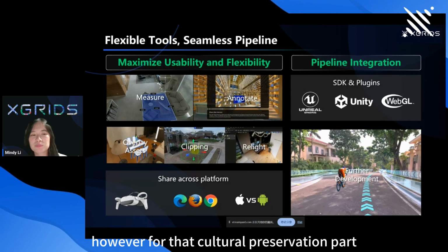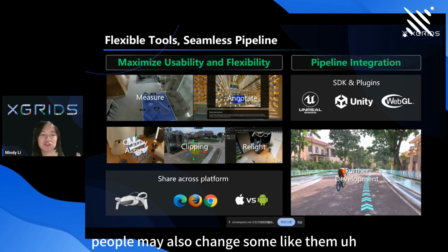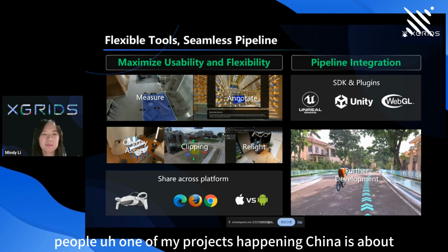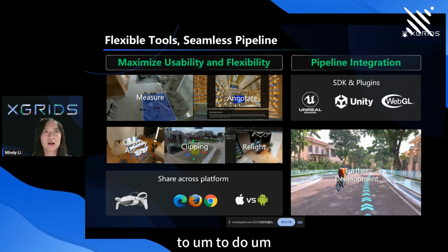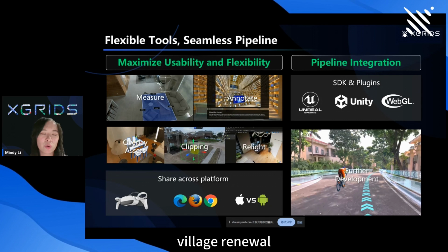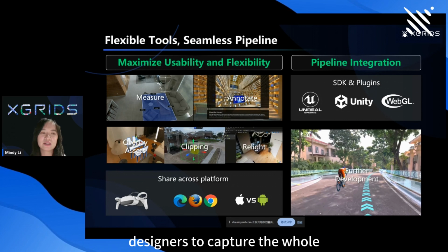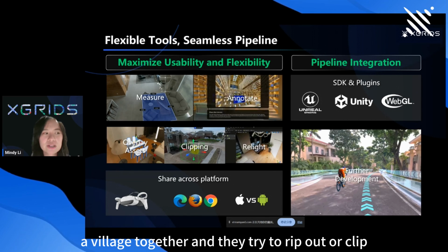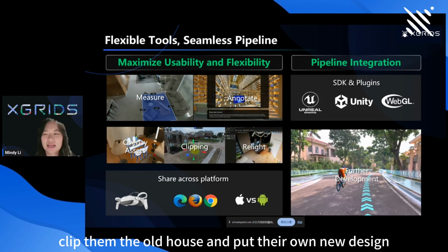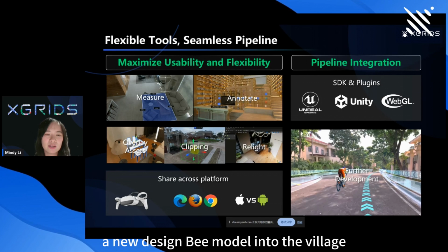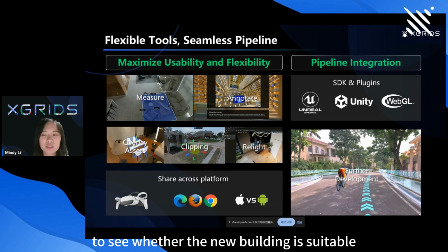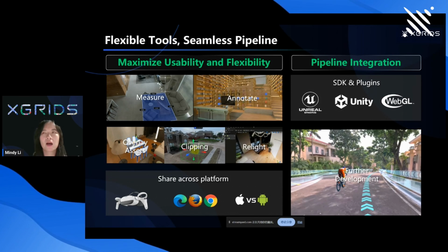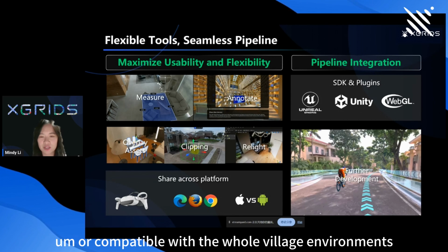However, for that cultural preservation part, people may also change some things. One of my projects happening in China is about village renewal, so that the students and the designers capture the whole village together, and they try to rip out or clip the old house and put their own new design model into the village to see whether the new building is suitable or compatible with the whole village environment.